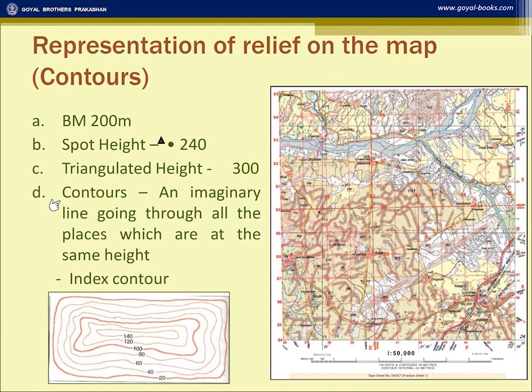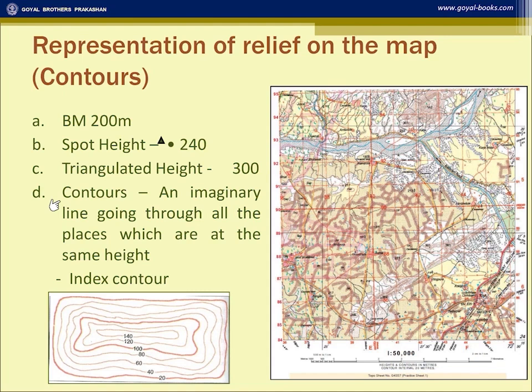And as I told you, the contour is an imaginary line going through all the places which are at the same height or elevation. Now, whenever they ask you what is that brown line within that grid reference, you have to define the contour. You just don't say it is a brown line. You have to say it is a contour and the definition of the contour must be stated.